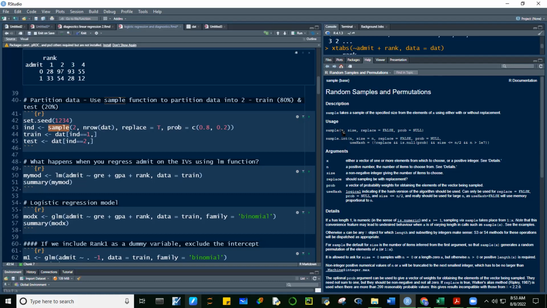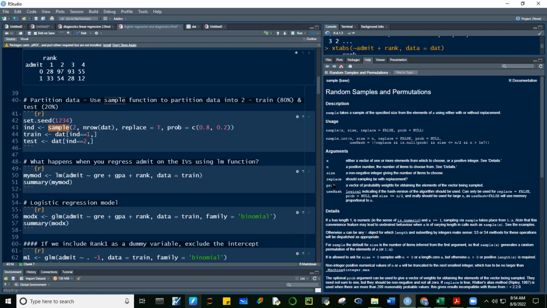Okay? So it means it will sample, for us, two. If we use two, that means that our data will be split into two. Okay? What's the size of our data? How many observations? And then replace is equal to false or replace is equal to true. The default is replace equals false. And then prob, which is our division. So prob is a vector of probability weights for obtaining the elements of the vector being sampled.